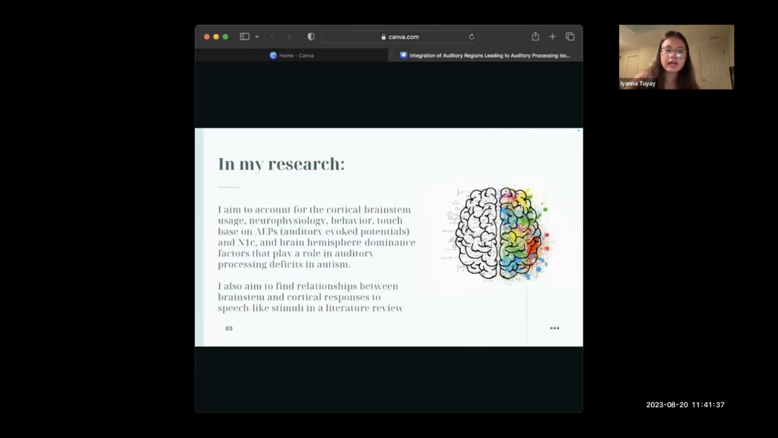In my research, I aim to account for the cortical/brainstem usage, neurophysiology, behavior, and touch base on auditory evoked potentials, and N1Cs, which are a haplogroup, Y chromosome DNA, and brain hemisphere dominance factors that play a role in auditory processing deficits in autism. And I also aim to find relationships between brainstem and cortical responses to speech-like stimuli, such as pitch, tone bursts, music, etc., in a literature review.